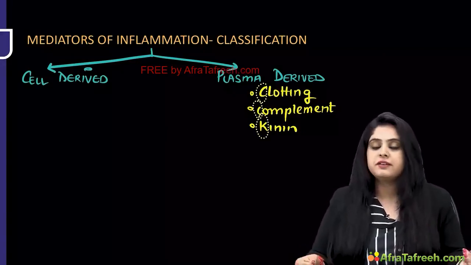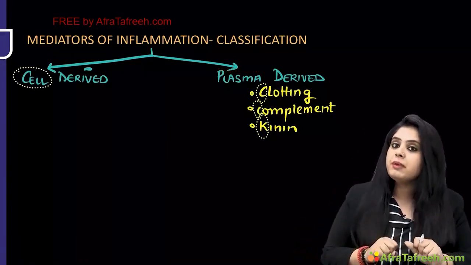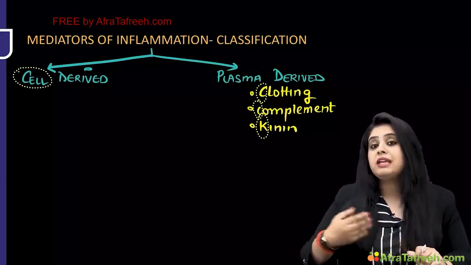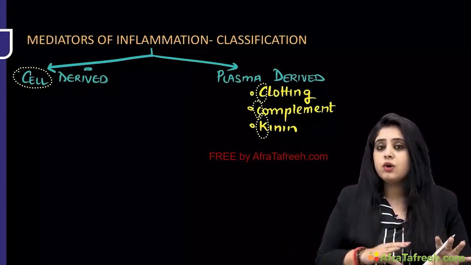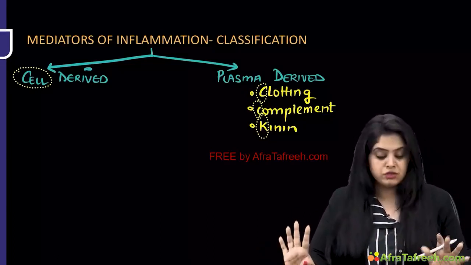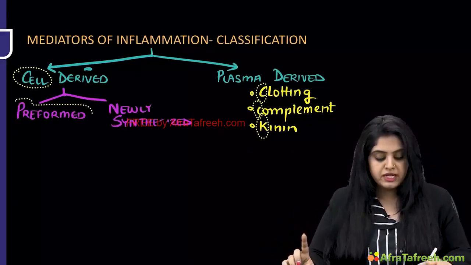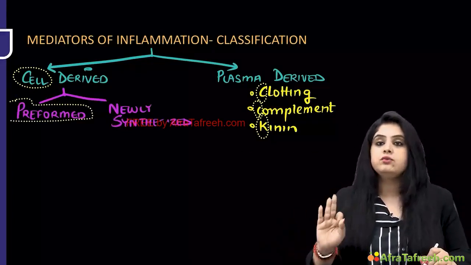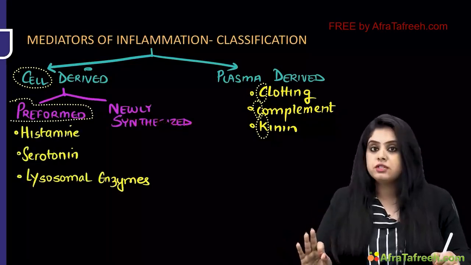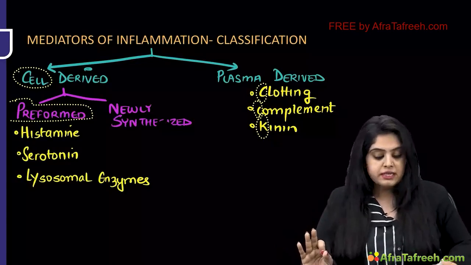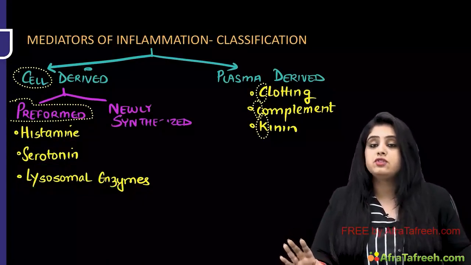So what is coming under cell-derived? These cells have two possibilities. Either I will keep the material prepared beforehand, or I will make it as and when required. Either you have food already prepared and stocked up in your refrigerator, or you're going to make fresh food. So the first is preformed. Preformed means you have food which is ready and packed in your refrigerator. The 3 items always packed are histamine, serotonin, and lysosomal enzymes. Repeating, histamine, serotonin, and lysosomal enzymes are the pre-packaged food kept in your refrigerator all the time.